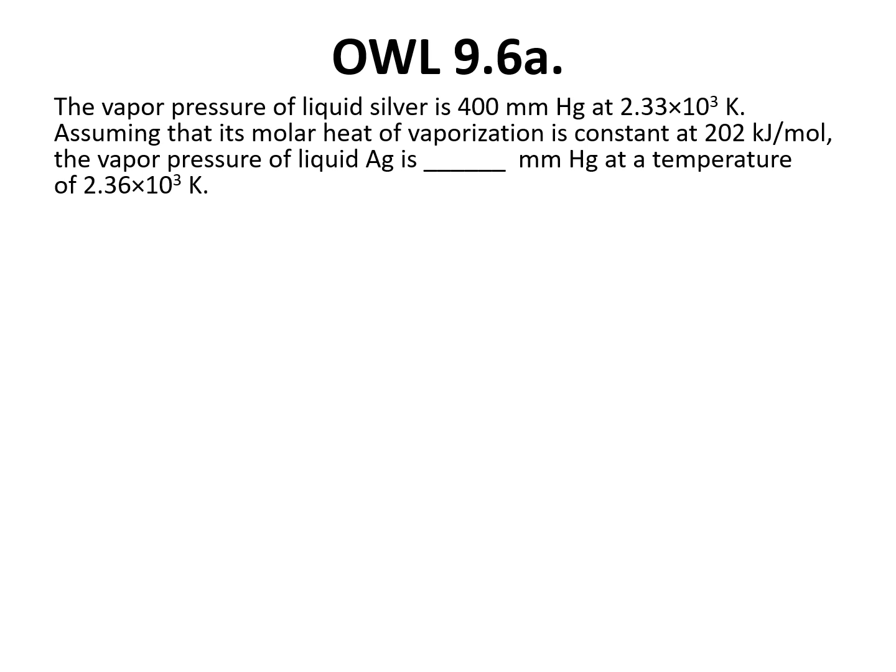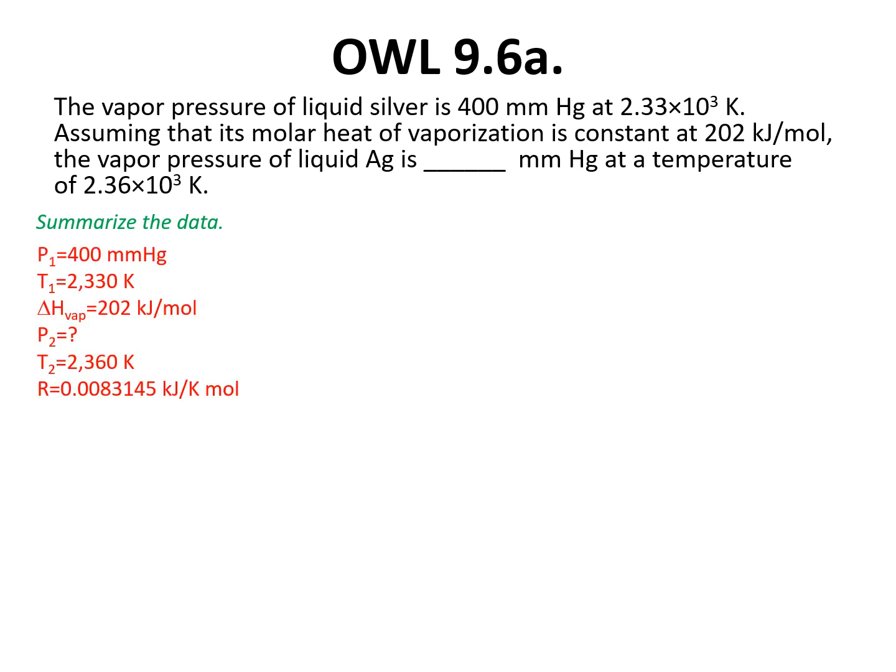So in these problems, I recommend that you summarize your data. So the data that we're given in this problem is as follows. The first pressure is 400 millimeters of mercury. For the Clausius-Clapeyron equation, the units of pressure can be any units of pressure. So just use the units that were provided in the problem. So the first pressure, 400 millimeters of mercury. The first temperature, 2,330 Kelvin. The delta H of vaporization, positive 202 kilojoules per mole.